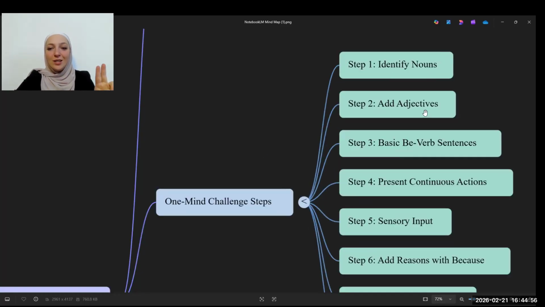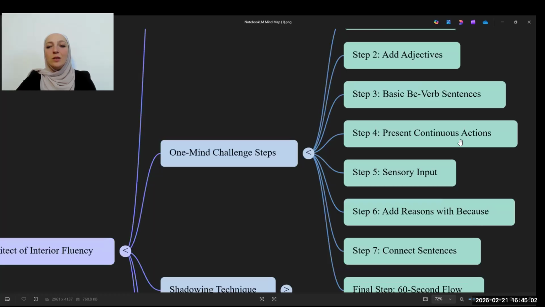Identify nouns, add adjectives, basic be verb sentences or present action continuous actions. So as I told you, let me see the pen over here. Yeah, so here it is. It's really funny when you start writing with a mouse. Anyhow, all right, without the ing or with the ing over here with step 4, you just choose if it's in motion or something stable, and that's all.